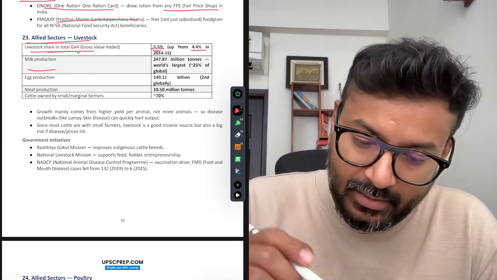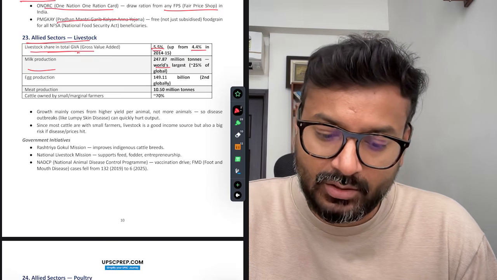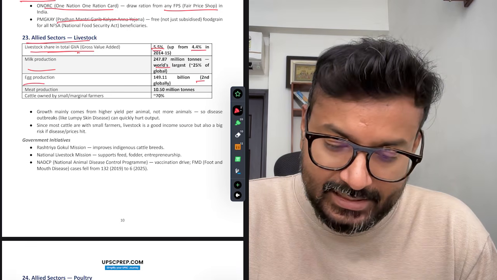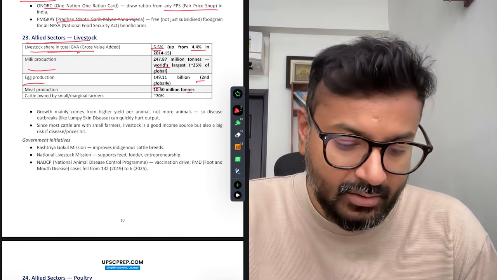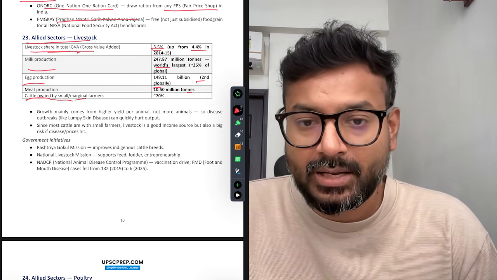Milk production, we are the world's largest producer of milk. In fact, we produce almost 1/4 of the total global production, 25%. In egg production, we are the second globally. Meat production, also very high meat production we do. And the cattle is mostly owned by the small and marginal farmers.